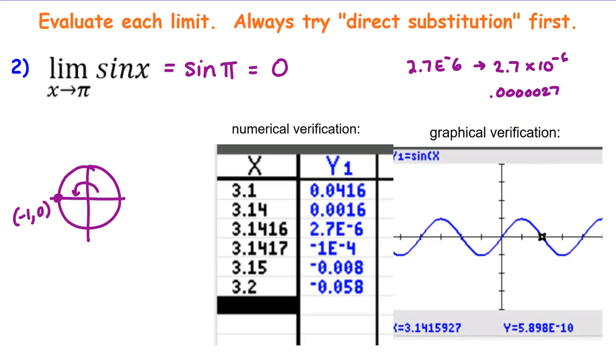And then graphically, here's the sine graph. Here we have pi as our x value, and you can see from the graph that the y values got closer and closer to 0 as x approached pi. And down here at the bottom of the screen, when x is 3.1415927, which is extremely close to pi, we have 5.898 times 10 to the negative 10th power as our y value. I'm not trying to imply that every time you evaluate a limit, you have to do it in all of these ways. Most of the time, you're just going to do what I did at the beginning, which was plug in the number and get your answer. That's direct substitution.